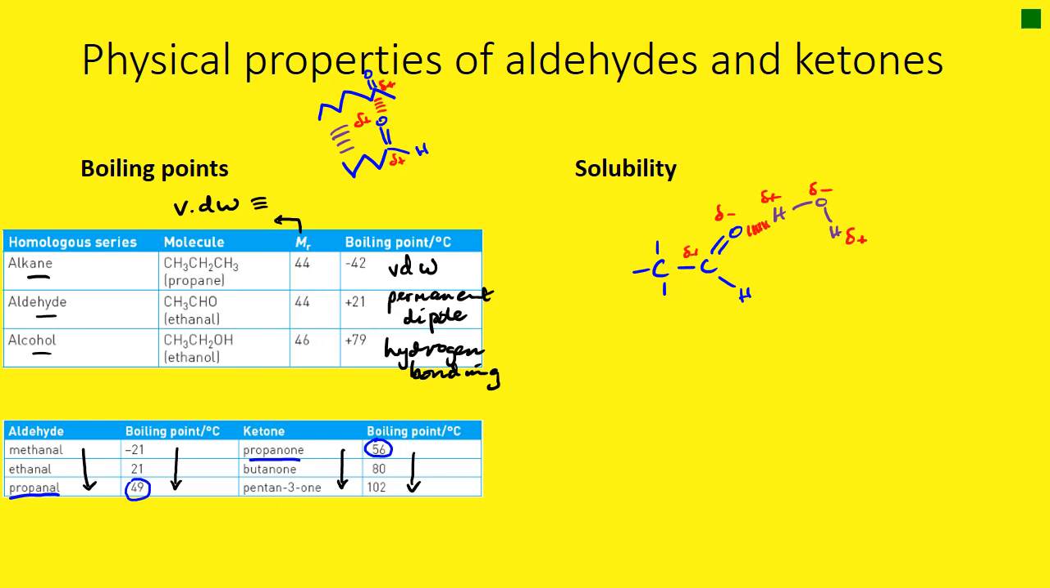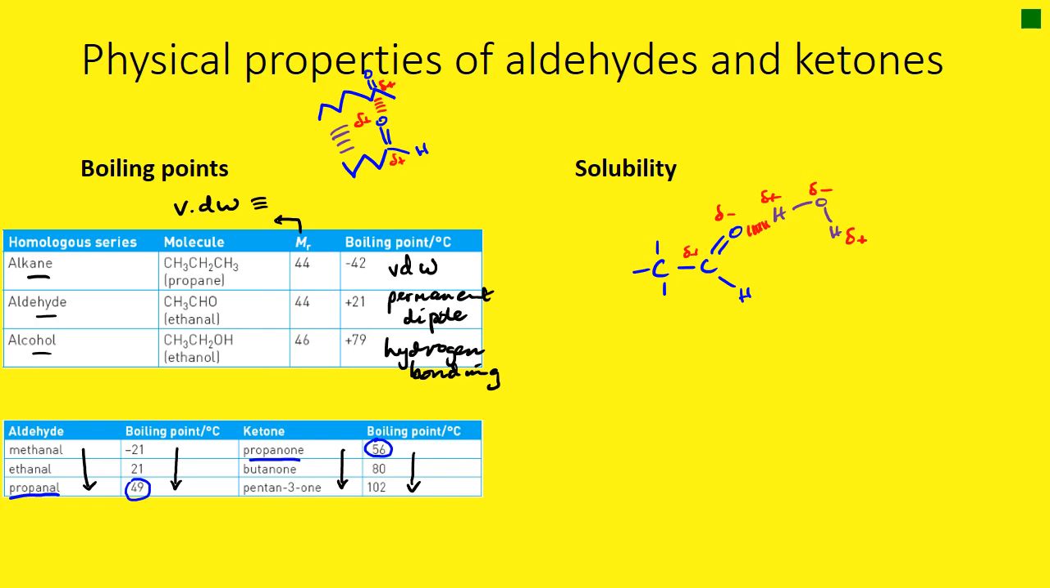And then of course there's going to be a hydrogen bond between the delta negative oxygen and the delta positive hydrogen, and those hydrogen bonds are quite strong, and that's what results in the short chain aldehydes and ketones being very soluble in water. As the chain gets longer, then the hydrophobic nature of the chain takes over, and you would find that a long chain aldehyde or a long chain ketone is less soluble in water.